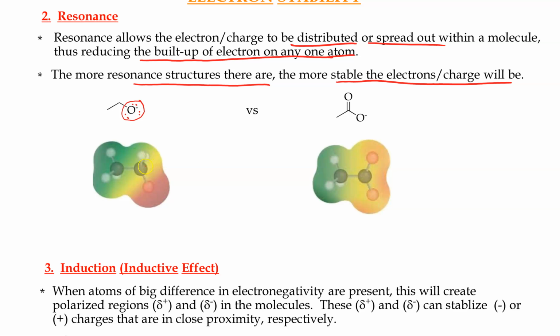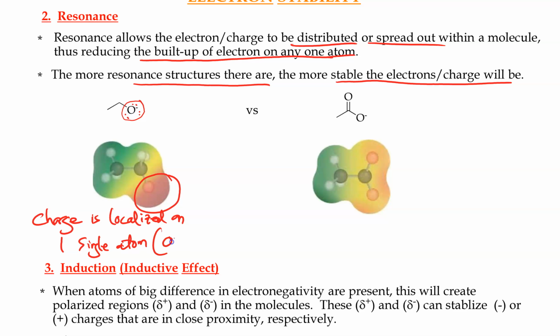As shown here by the electrostatic potential map, this oxygen has a very high buildup of electron density. And therefore we can see that this species is not as stable. And again, we would say that the charge is localized on one single atom only. And in this case, it is the oxygen.